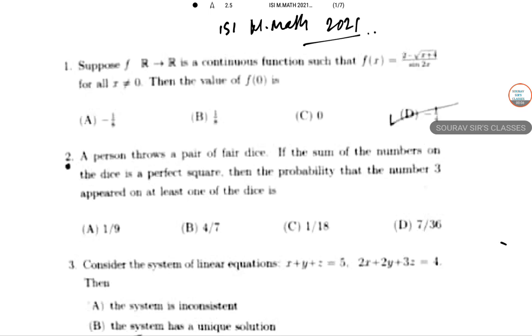2021 question paper. In the previous video I solved question one, and today I will be solving from question 2. This is a probability based problem.